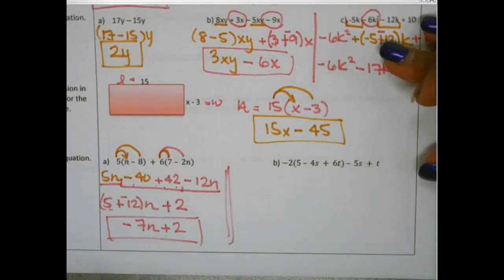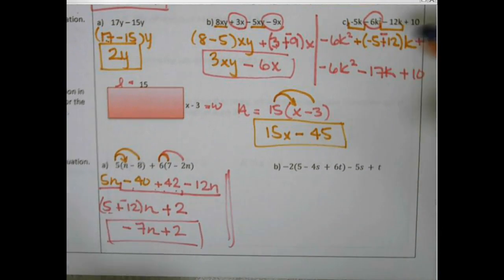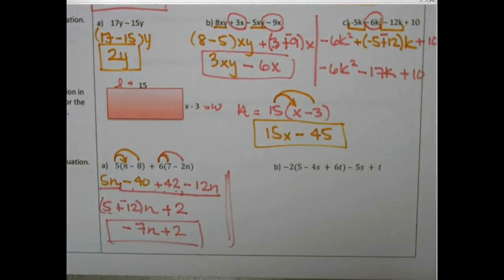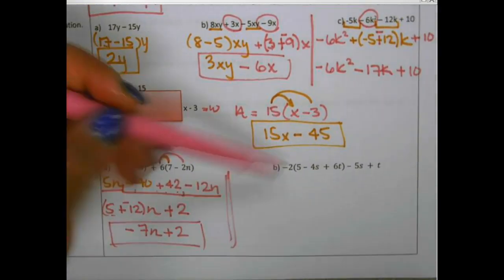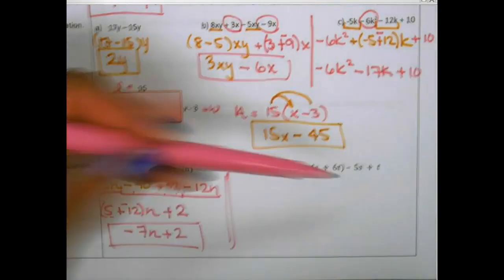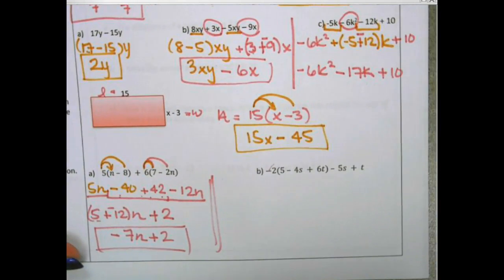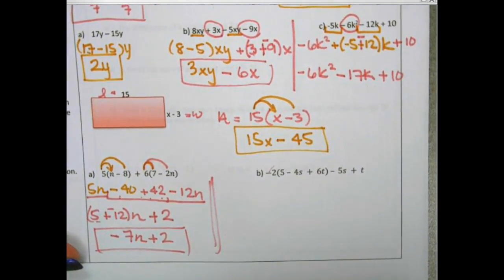Okay, one more for 1.7. Distribute first, if you would, please, and then I want you to combine like terms. Do me a favor and press pause right now and literally distribute, boom, boom, boom, and then I want you to combine like terms. So add your s's and your t's together, and then check your work when you're done.